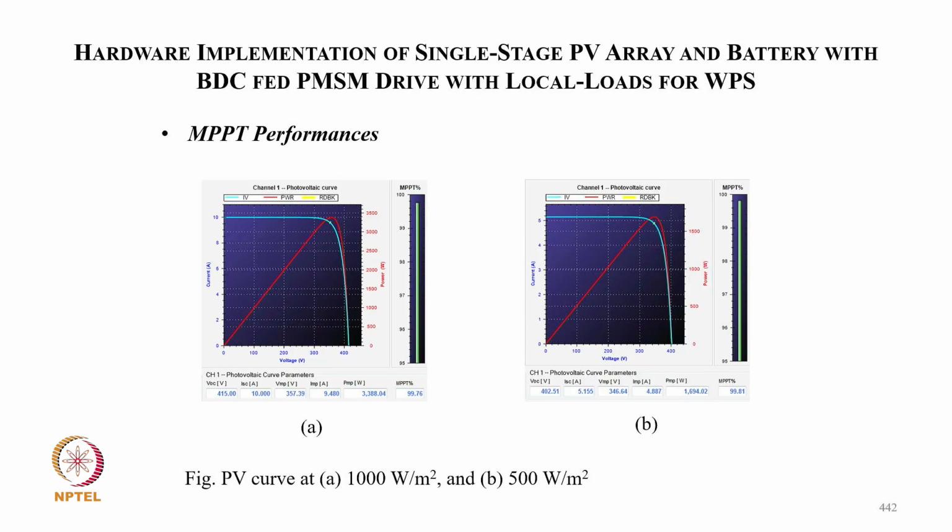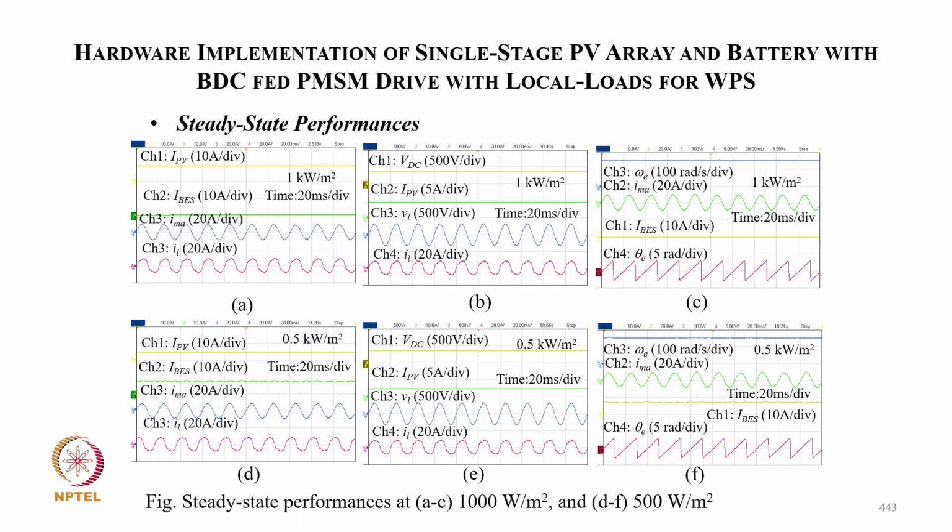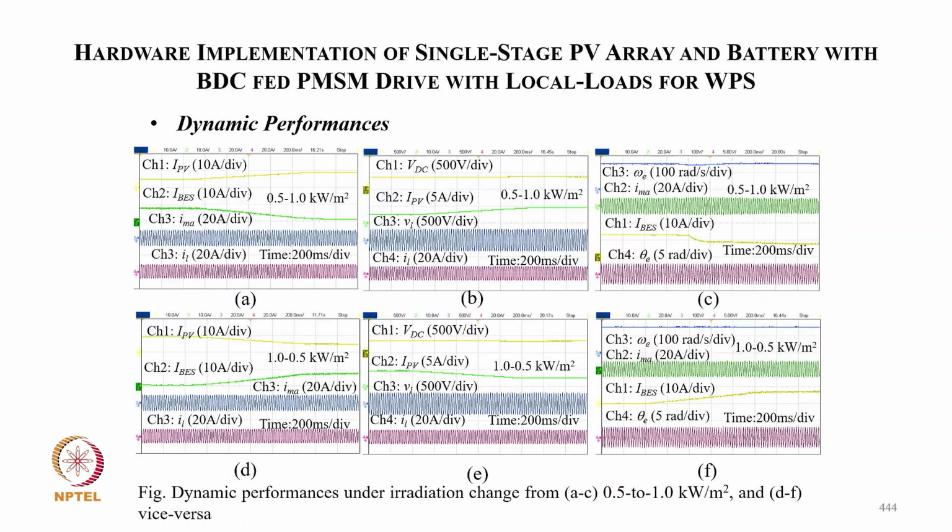And these are of course segmental waveform for MPPT of solar array at 1000 watt per meter square, 500 watt per meter square, and these are typically the total performance of PV array: PV array current, battery current, motor current, and the load current, and then the position in the last, and accordingly load voltage, load current. And this is during the solar insolation typically increase as well as solar insolation decrease.